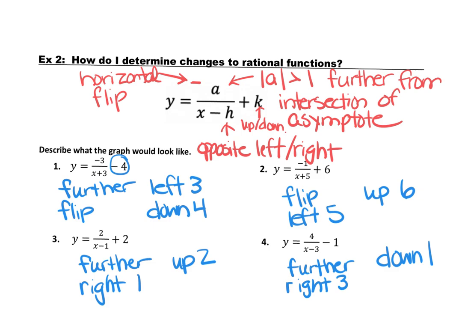For number 3, we have the number 2, so it's going to be further away. It's going to go to the right because it's the opposite of that negative 1. It's going right 1, and then it's going to go up 2. For number 4, it's going to be further from the intersection of the asymptote. It's going to go to the right 3, and then it's going to go down 1.